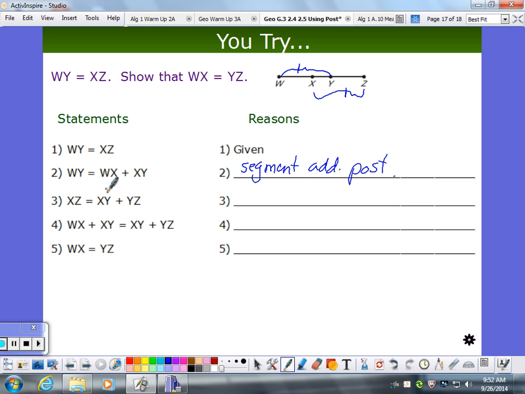Alright, then it says XZ equals XY plus YZ. This big segment equals these small segments added together. Who says? Yeah, exactly. Again, we're just adding little pieces to get a big one. Then some magic's going to happen. Then a miracle happens, right? Then WX plus XY equals XY plus YZ. These two things are equal, is what it's claiming. How come?